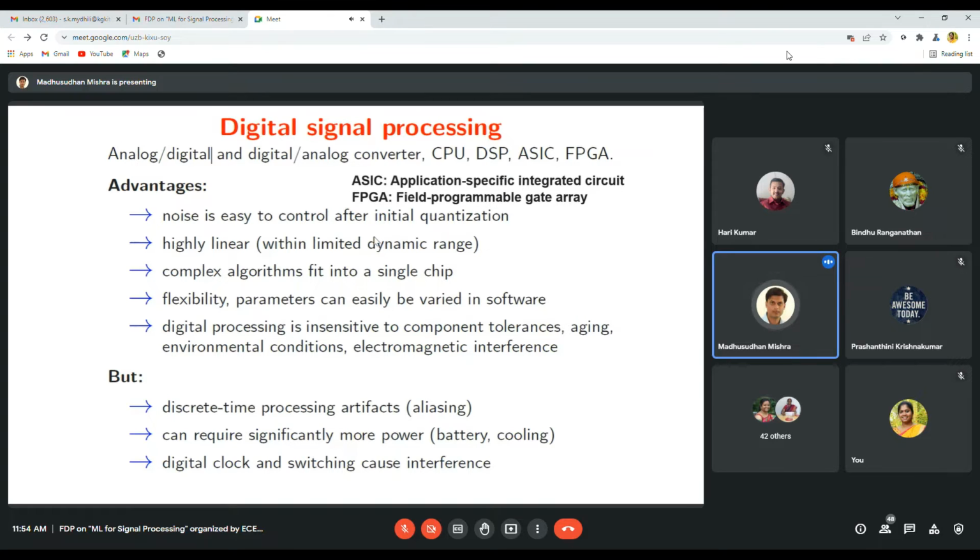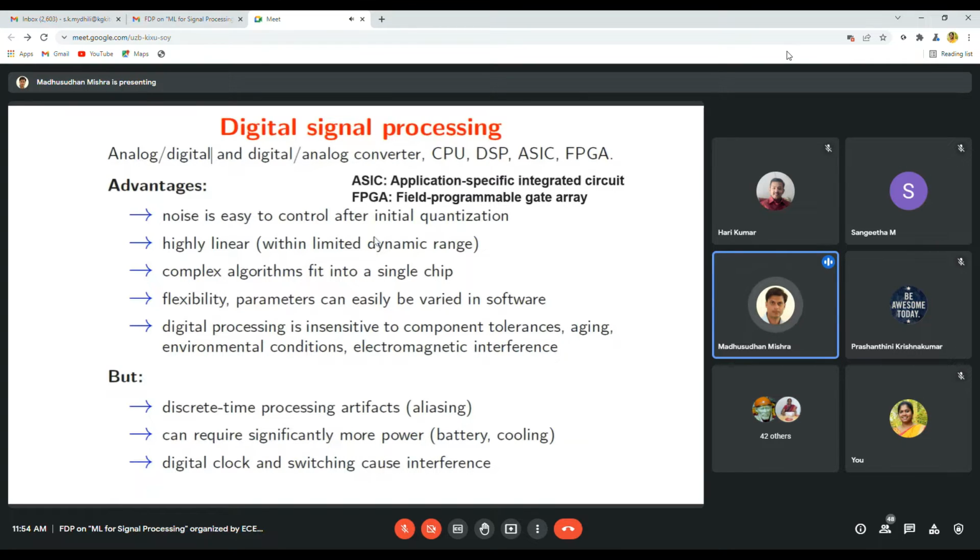Digital processing is not sensitive to component tolerances, aging, or environmental conditions like temperature, pressure, and electromagnetic interference. Whereas in analog signal processing, we use resistors and inductors, and these passive elements have parameters that change when there is a change in temperature. Definitely it will affect the value of resistance. That's why we don't have an accurate output. So digital signal processing gives us a very accurate output.